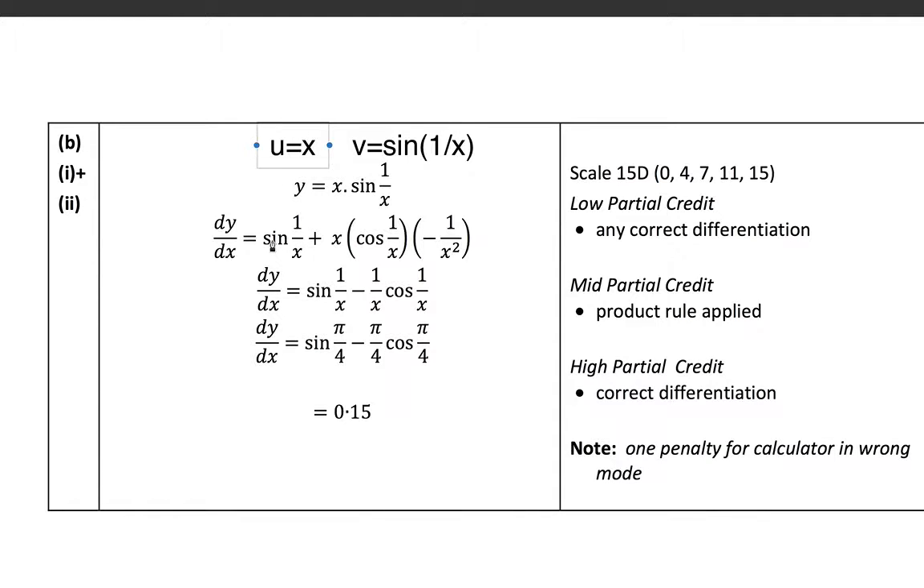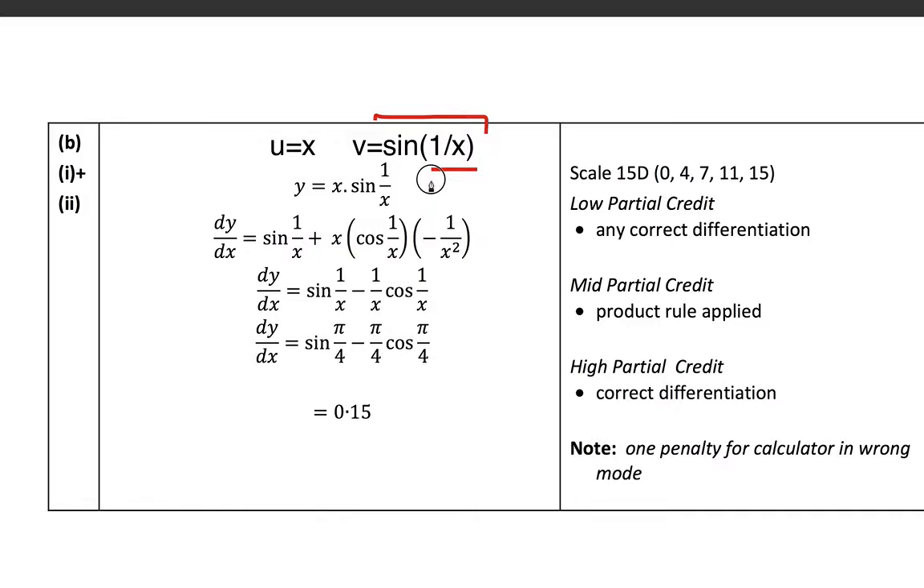So we have the derivative of u, which is 1. The derivative of x here is 1. 1 multiplied by this function, that's sine 1 over x, plus this function, x, multiplied by the derivative of this. Now, the sine 1 over x is a little complicated. We have to use the chain rule for this, because we have a function within a function. The outer function is sine, the inner function is this.